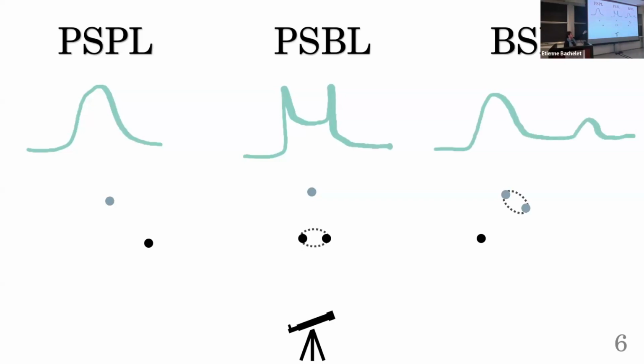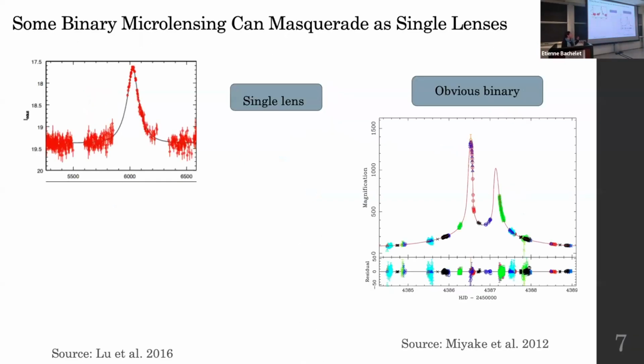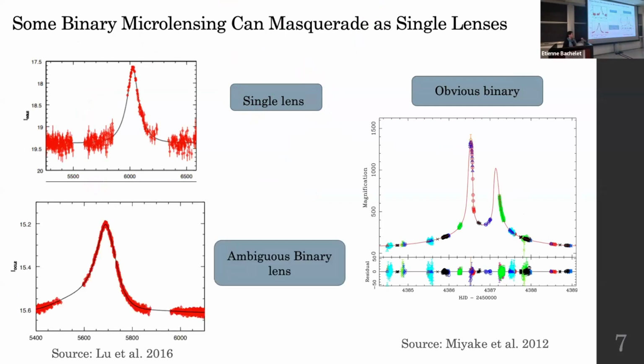And you can have lots of different kinds of light curves. These are just some sketches. But some binary microlensing events can actually masquerade as single lenses. So in the top here, we have a typical single lens, point source, point lens event. On the right, we have an obvious binary with multiple peaks. You can also have some that are ambiguous binary lenses. Some asymmetry, maybe that's parallax, maybe it's binary signal. And unless you do extensive modeling, it can be difficult to tell the two apart.